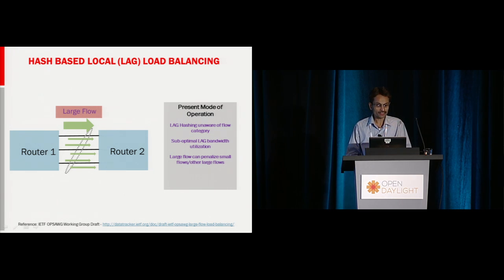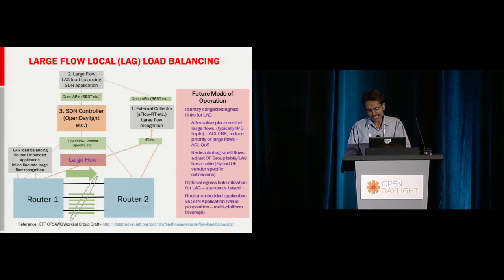So now let's see how we can solve this. The key area is how do you optimize in such a situation where bandwidth utilization is poor. The sequence of events would be: the routers use sFlow sampling, and then the first step is an external collector recognizes the large flows. And then you communicate that large flow to an SDN application, a load balancing SDN application, which performs this set of steps.